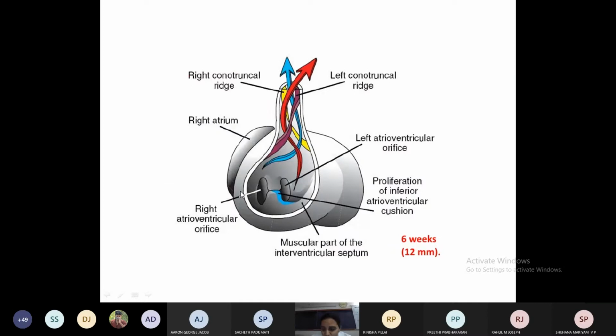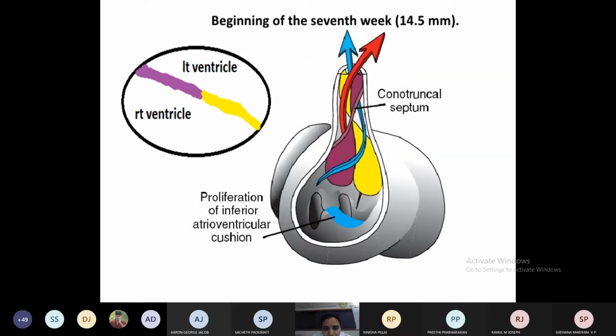Later, the interventricular septum develops from two parts. One is muscular part and the other is membranous part. Muscular part develops from passive intaking of the wall of the primitive ventricle, whereas the upper part is bridged by the membranous part. Membranous part is contributed by three parts.